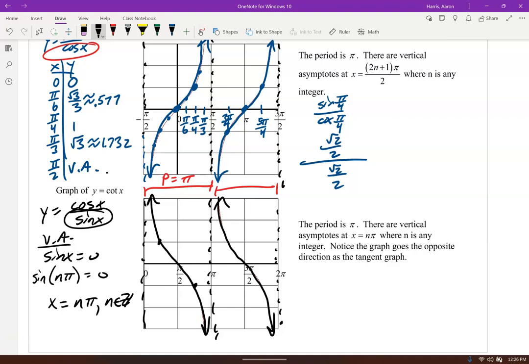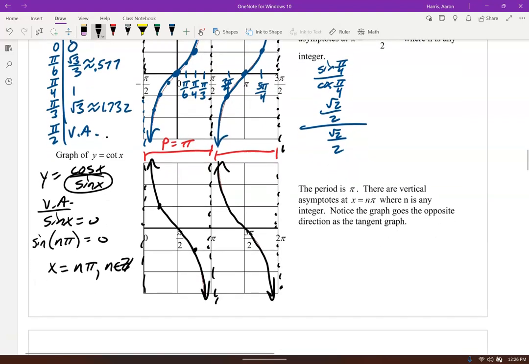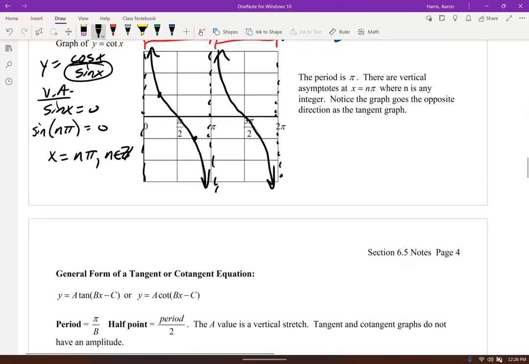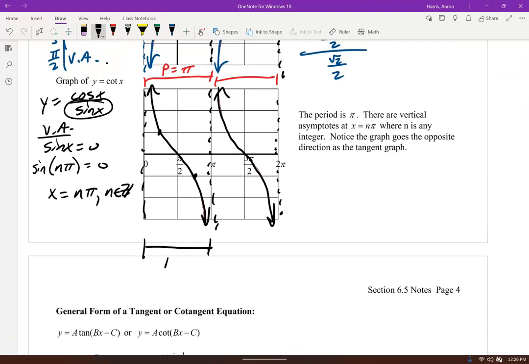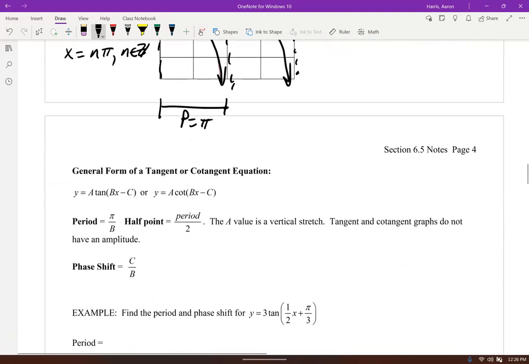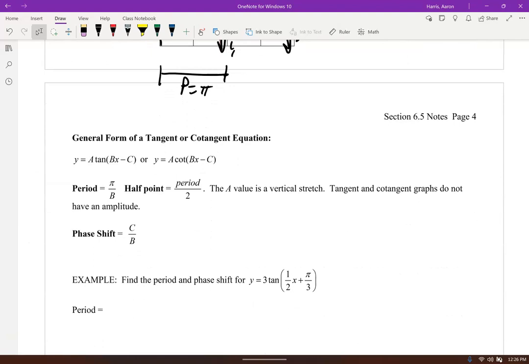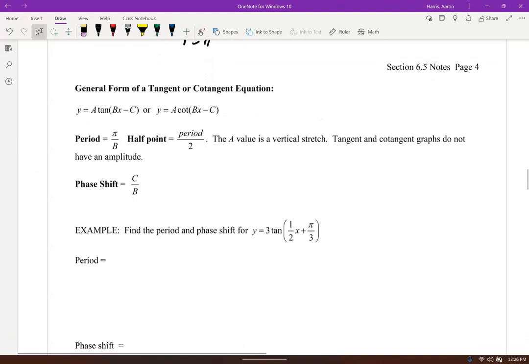And that brings us to the general forms of the tangent and the cotangent. Notice here, also the period is pi. And there are no amplitudes on these functions that we're dealing with today, you guys. There's no amplitude because we don't have a high and a low value. Remember, the amplitude was the highest minus the lowest divided by 2 from the sines and the cosines.